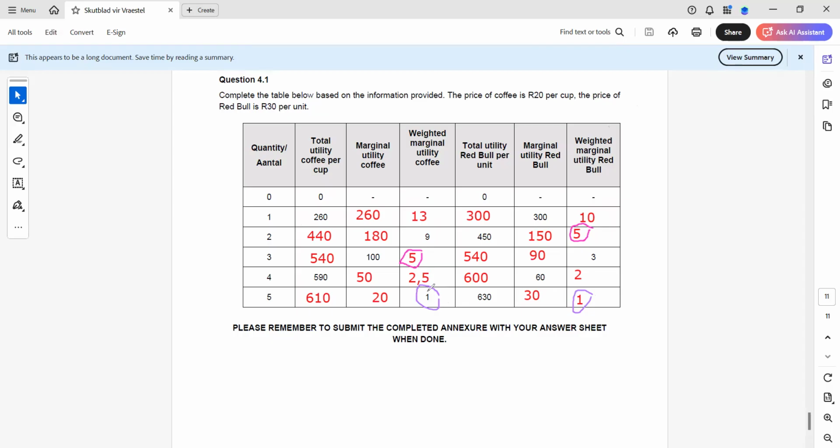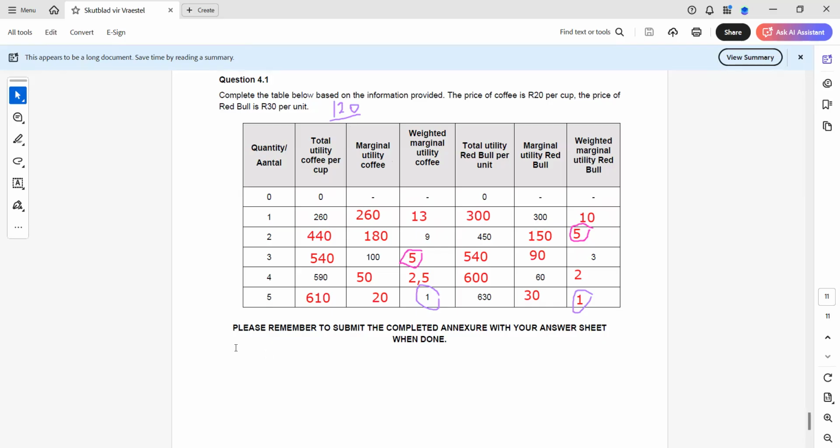The second condition that has to be satisfied for the consumer to be at equilibrium, or to maximize satisfaction, is that she has to use all her income. It's not written here, but the income of the consumer is, I think, 120 rand. So we have to find the combination that, if this consumer purchases it, uses all the income of 120. So what do you do now?